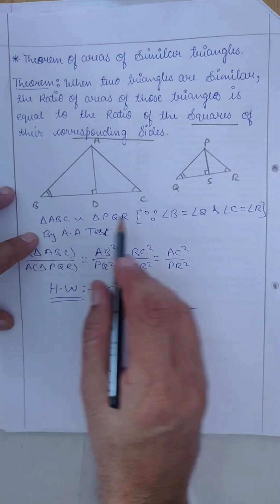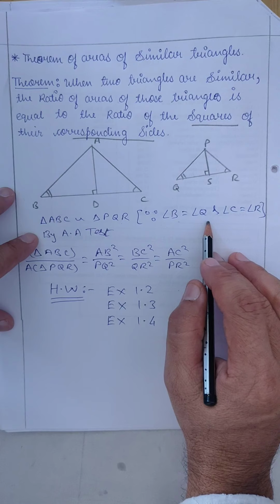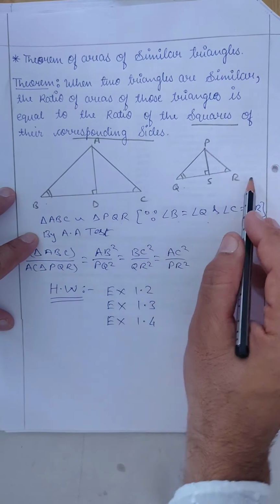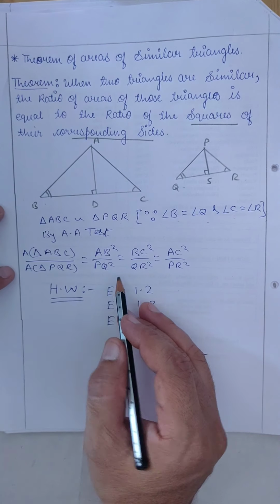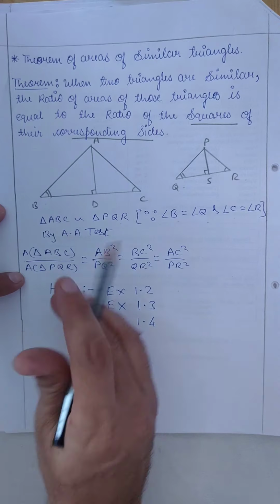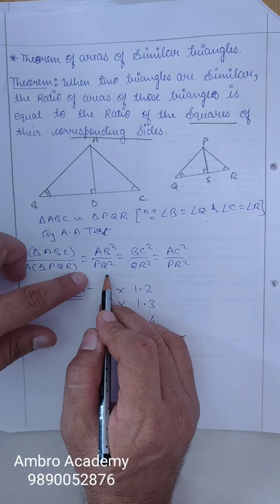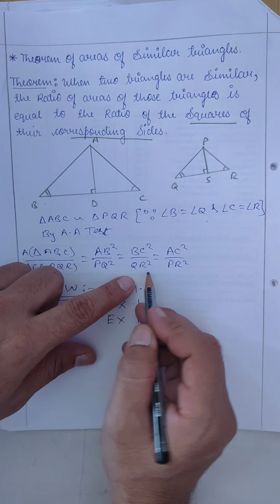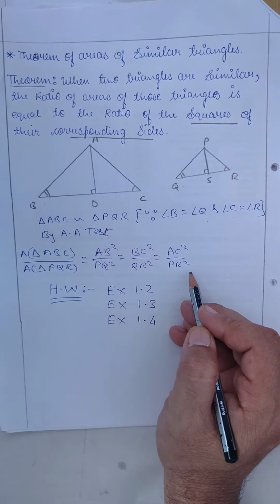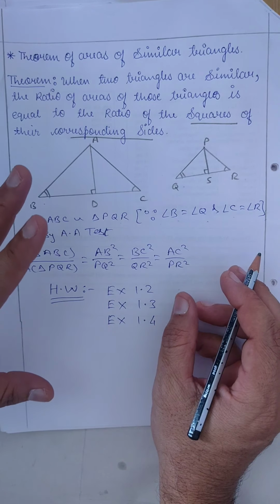So triangle ABC is similar to triangle PQR. We know angle B is equal to angle Q, angle C is equal to angle R. Then we can say the area of triangle ABC upon the area of triangle PQR is equal to AB square upon PQ square, or BC square upon QR square, or AC square upon PR square, the ratio of their corresponding sides. If square is not given, then the triangles are similar.